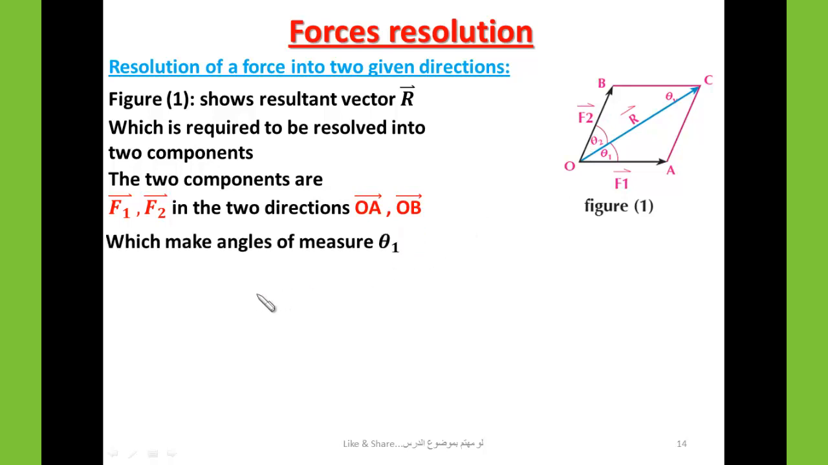which make angles of measure θ1 and θ2 respectively with R. So F1 makes an angle of measure θ1 with R, and the other component F2 makes an angle of measure θ2 with R. You can say that R inclines with an angle of measure θ1 with F1, and R inclines with an angle of measure θ2 with F2.